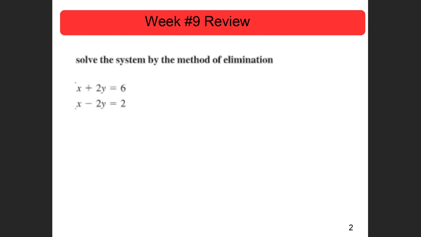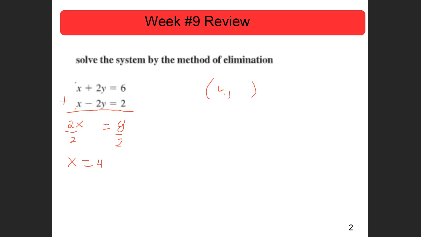We talked about using different methods to solve a system of linear equations. Now, in this problem, I'm going to use the elimination method, which looks like it would work rather well, because if I add straight down, I end up with 2x. My y's cross off, is equal to 8. Divide through by 2. I end up with x equals 4. So now I have part of my solution.